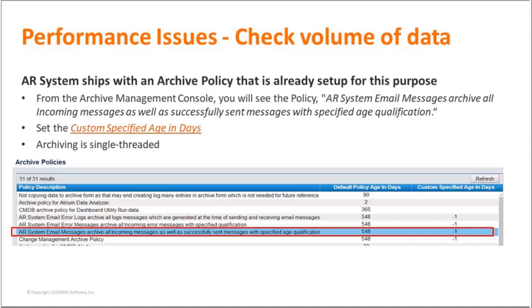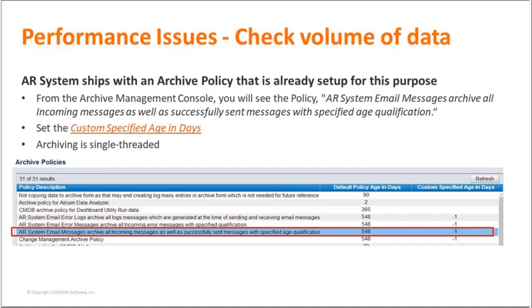If you go to the Archive Management Console, you'll see a policy called AR System Email Messages, archive all incoming messages as well as successfully sent messages with specified age qualification. All you need to do is change the -1 in the custom specified age and days column. -1 means disabled, and change that to an appropriate value. In your case, it might be a year and a half. It might be the 548 that they have there, or it might be 5 years. Whatever it is, you specify that here, and archiving will start managing that form for you.